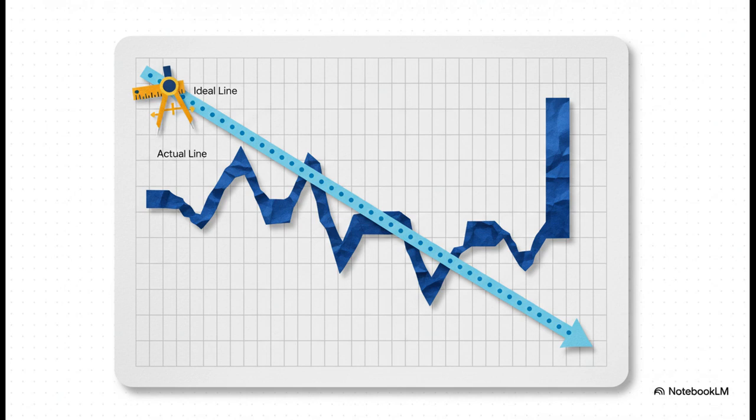Now, when you look at one of these, you'll always see two lines. First, there's the ideal line, that perfect straight diagonal shot to zero. That's just a reference, a guide. Then you've got the actual line. That's reality. It's jagged, it has flat spots. It tells the real story of how the sprint is going.